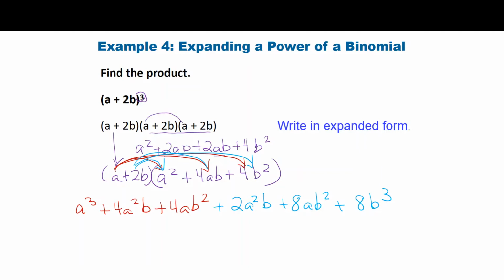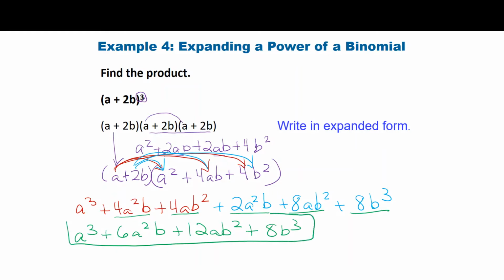We have an a to the third, and we don't have anything else to match that. All right, let's look here. We have a 4a squared b and a 2a squared b, so that's going to be plus 6a squared b. Now we have 4ab squared and 8ab squared, so that's plus 12ab squared. And then the only thing we have left is plus our 8b to the third. So there's your answer. Not anything different, it's just the same thing we've been doing, just a little bit more expanded, more of it.